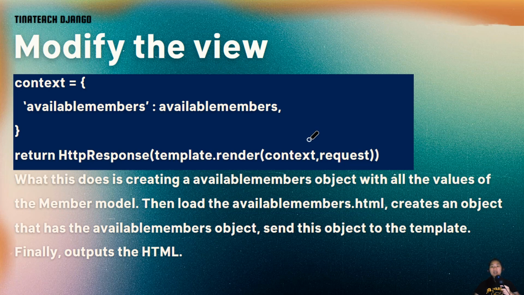Now, this may be a little bit confusing, but what this does essentially is creating an available members object with all the values of the member model, then load the available members HTML file, creating an object from the available members object, which has the value of the member model, then send this to the template and put the HTML out for us to see on the browser, okay? And you're gonna see that in action in a little bit.